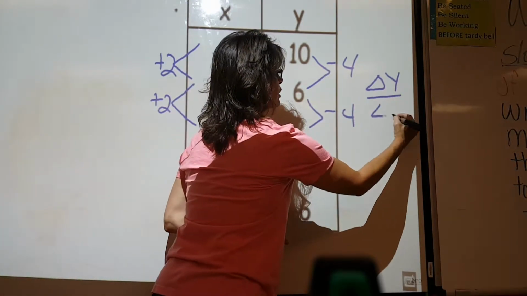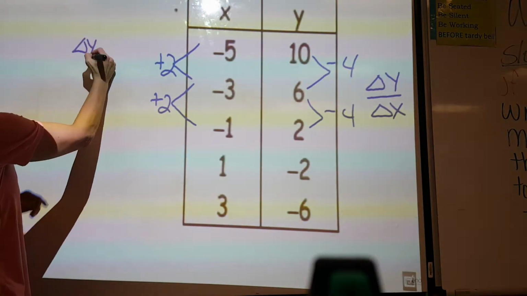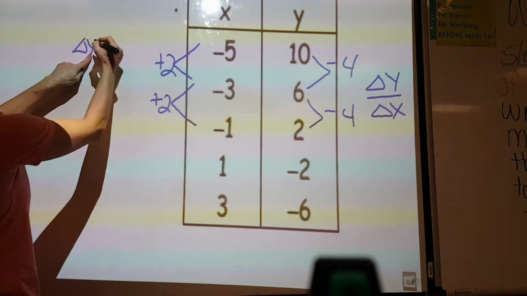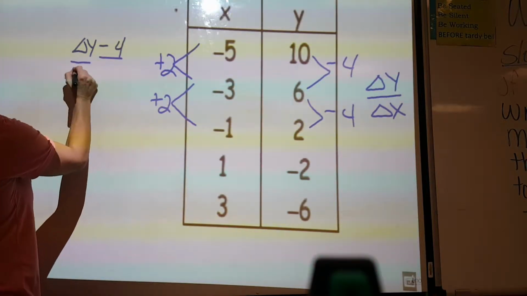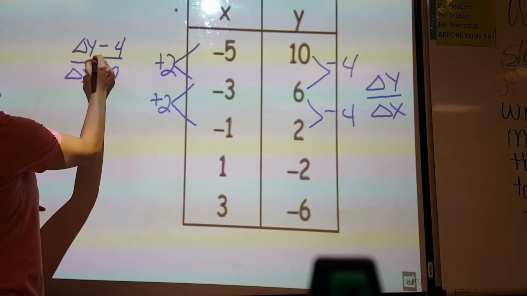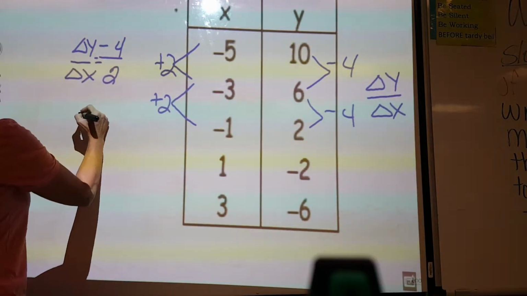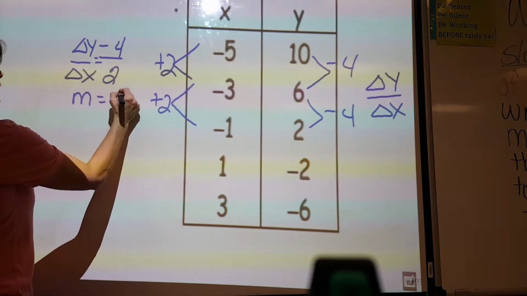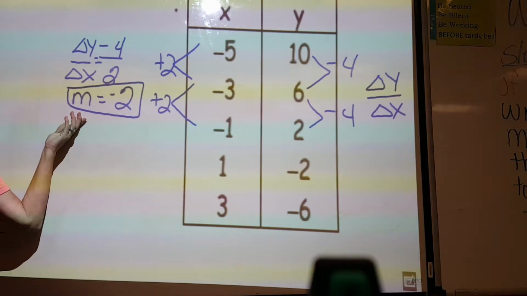So I have my change in y and my change in x. My change in y is -4. And my change in x is +2. So -4 over 2. So my m equals -2. That's my m. Now I need to find my b.